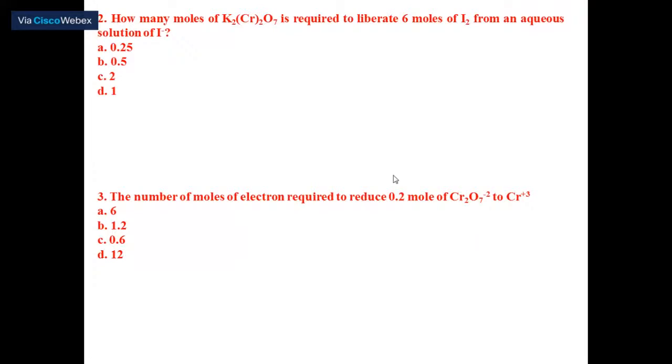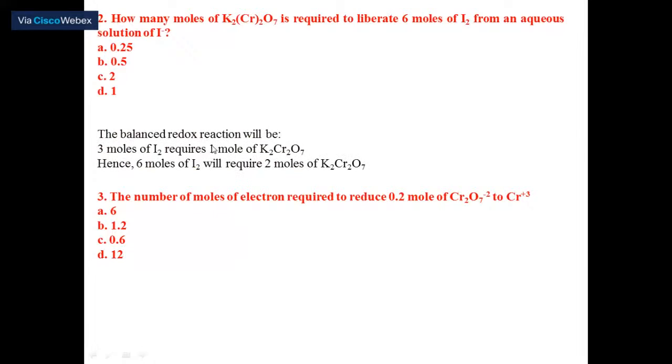So we'll write the reaction. How many moles of dichromate are required to oxidize 6 moles of I2? Here the balanced redox reaction will be: 3 moles of I2 requires 1 mole of dichromate. Then 6 moles of I2 requires how much? That is 2 moles required. Then what is the answer here? Answer is 2.